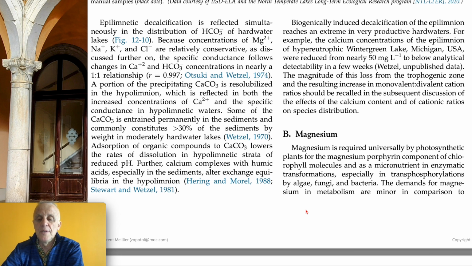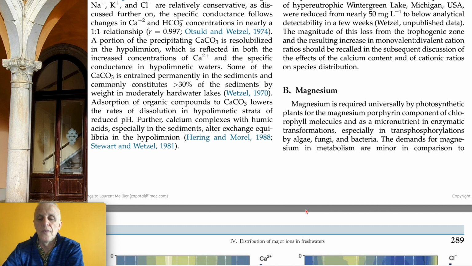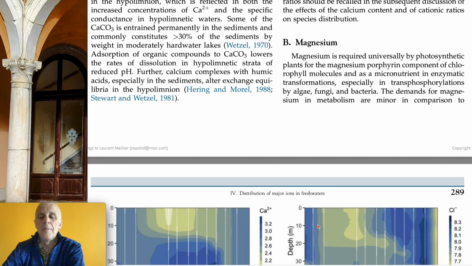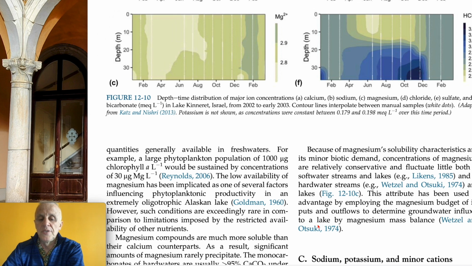Magnesium. Magnesium is required universally by photosynthetic plants for the magnesium porphyrin component of chlorophyll molecules and as a micronutrient in enzymatic transformations, especially in the transphosphorylations by algae, fungi, and bacteria. The demands for magnesium in metabolism are minor in comparison to quantities generally available in freshwaters.